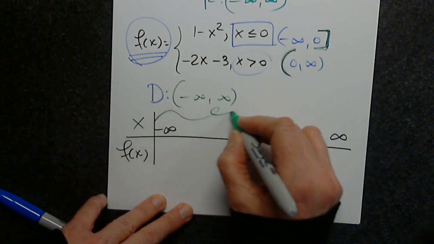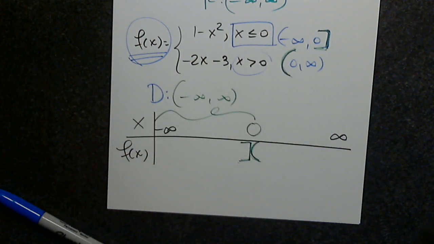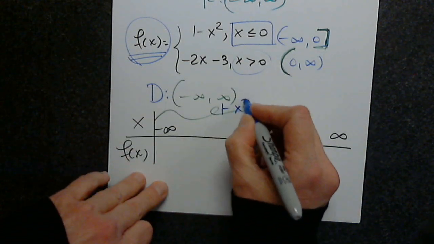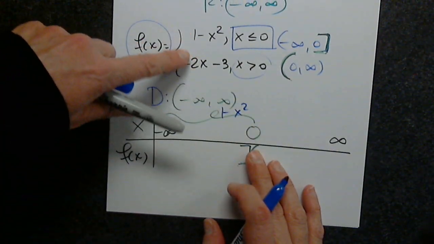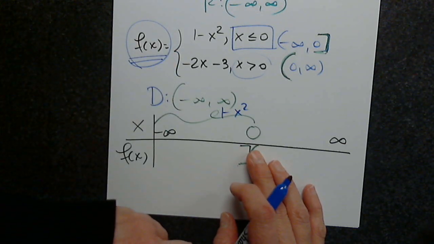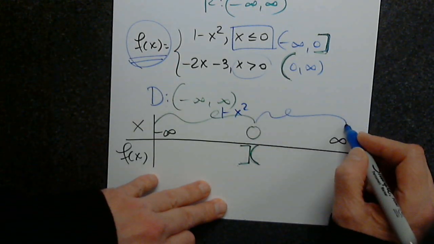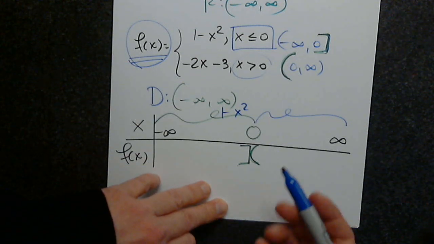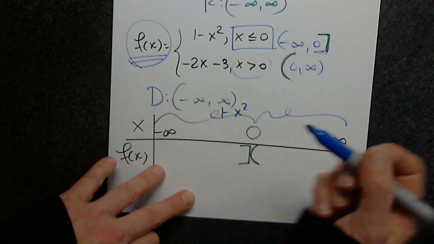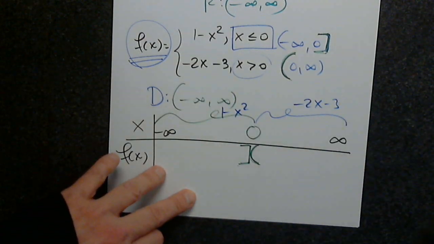Okay, what will you say? Which function will I have to use between negative infinity and zero? Yes, I know it's an overkill, but sometimes these functions will intentionally not be given in the correct order. I know that this is a silly question. Which function do I use from 0 to infinity? There are only two branches, so obviously it must be negative 2x minus 3.